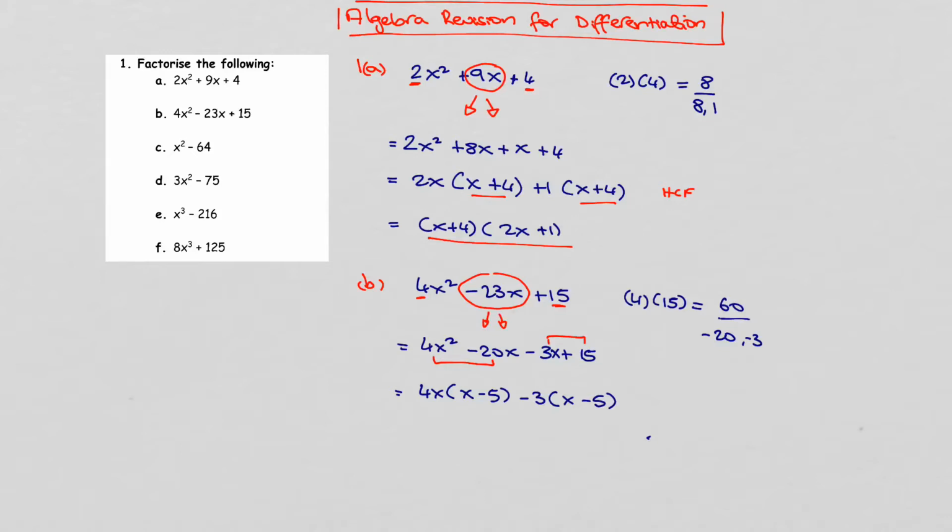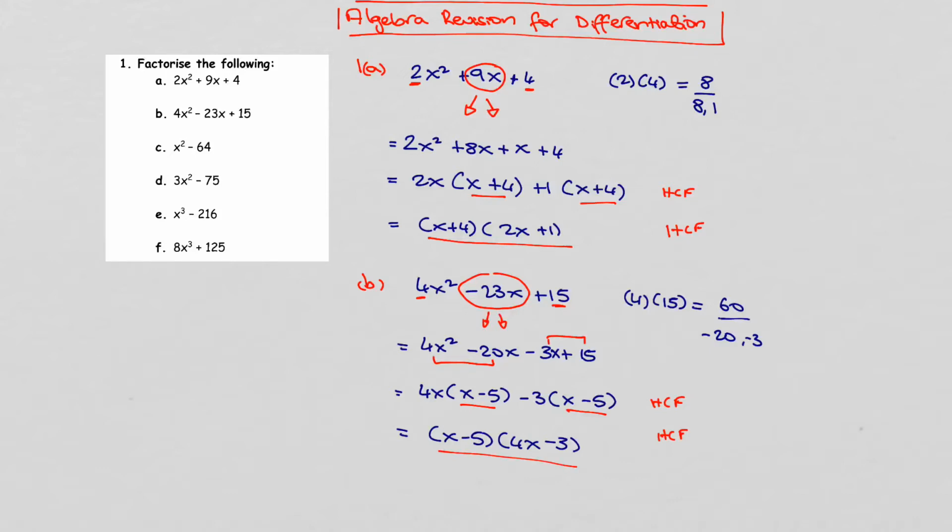So if I took out plus 3 there instead of minus 3, what we'd be left with is minus x plus 5. And, of course, we want these two brackets to be exactly the same in order for me to take out my highest common factor a second time. Okay, so we're always looking for the highest common factor. So I can see if I take out x minus 5 as being common, that leaves me with 4x and minus 3. And that is fully factorized.